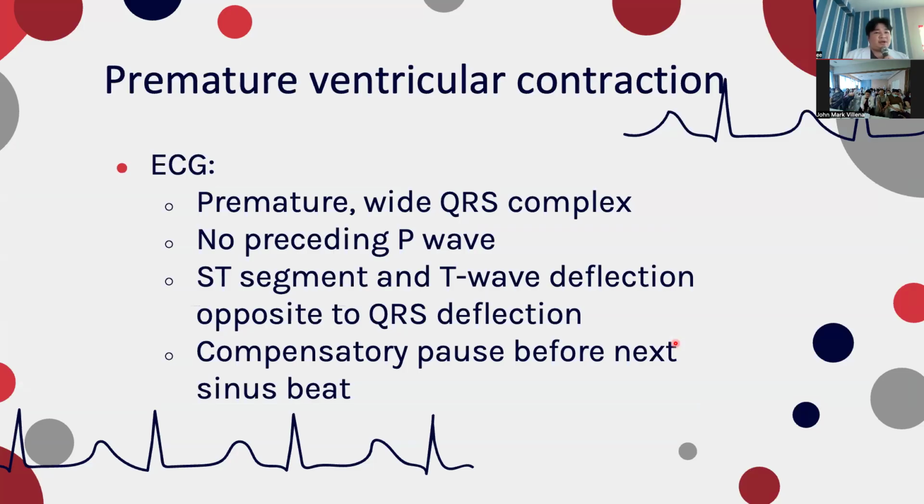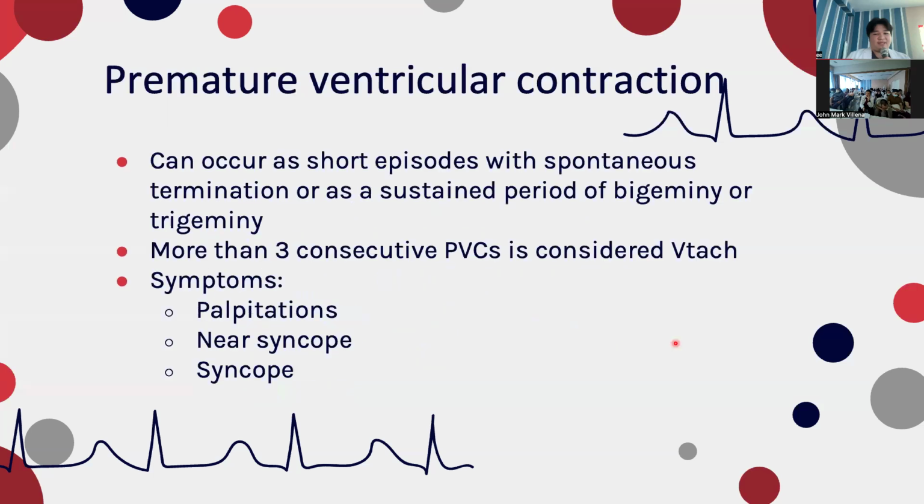In ECG, premature wide QRS complex, no preceding P wave, ST segment and T wave deflection opposite to the QRS deflection. There's a compensatory pause before the next sinus beat. This can occur as short episodes with spontaneous termination or a sustained period of bigeminy or trigeminy. Symptoms include palpitations and syncope.